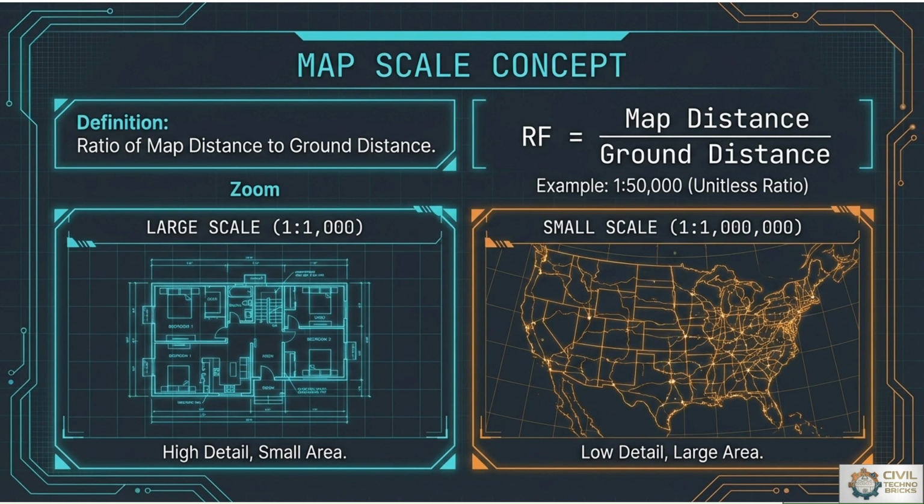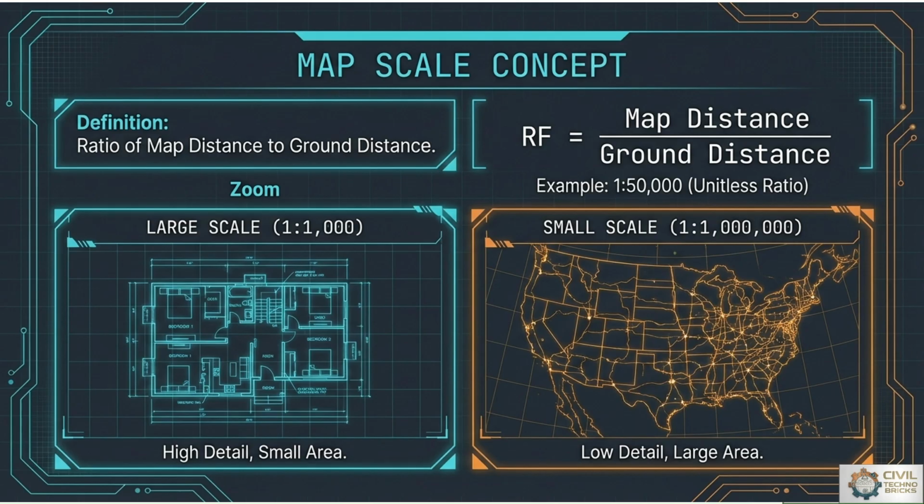Again, one of the points is the map scale concept. The map scale represents the ratio between map distance and the actual ground distance, which helps in understanding the level of detail and coverage in geographical information system and remote sensing applications. Large scale maps and small scale maps. There are two types of maps.